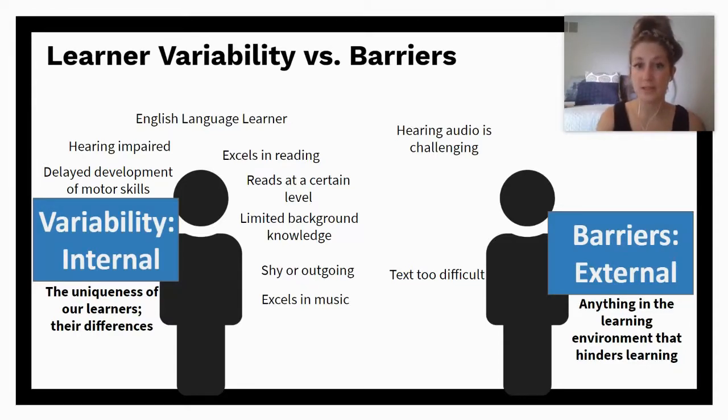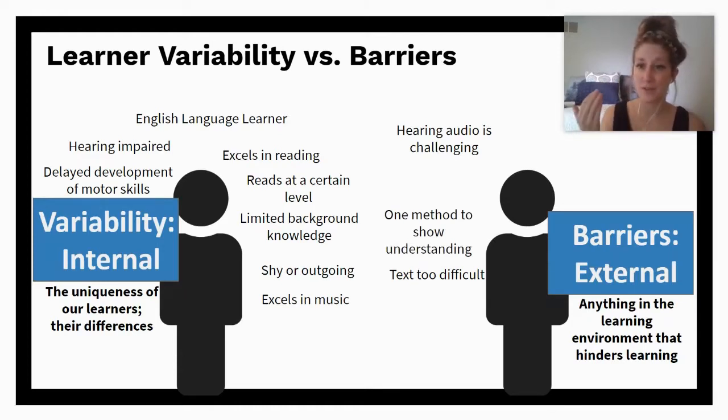So examples here are that the text is too difficult. Instead of saying limited reading level, the text is too difficult, all right? That's something that we can change. We can simplify the text. Hearing audio is challenging. Maybe I should provide something other than just using audio for that student. Other barriers: one method to show understanding.